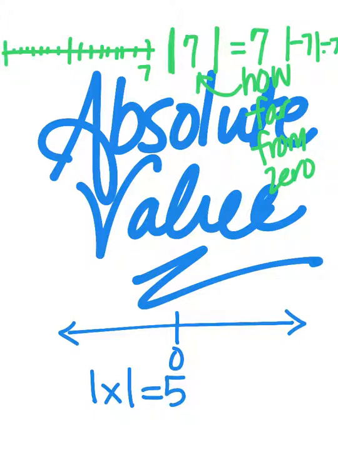I think I might have done 8 spaces. But absolute value just means how far is it? How far is it from 0?